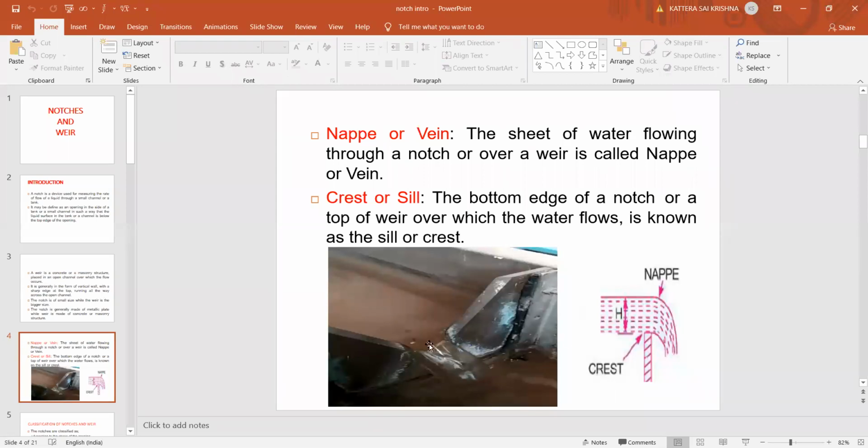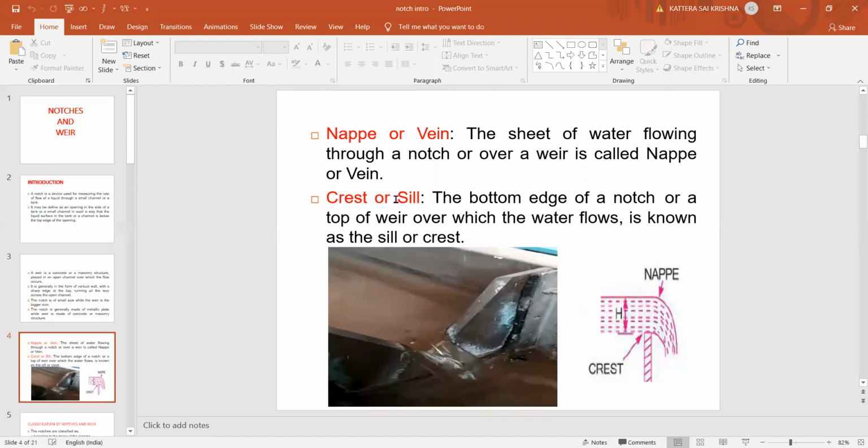And the water will flow above this V notch, and you can see a transparent thing. Water will be seen like a transparent plate here. That is called the nappe, N-A-P-P-E, or it is also called the vein. These are the words used in this. The sheet of water flowing through a notch or over a weir is called the nappe or vein. Crest is also called the sill level, S-I-L-L.